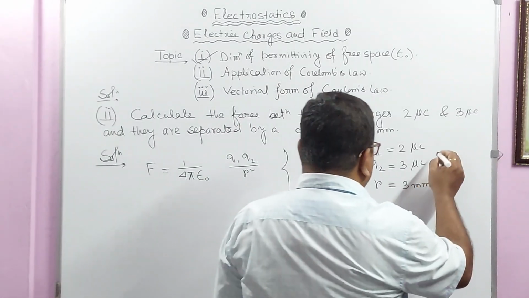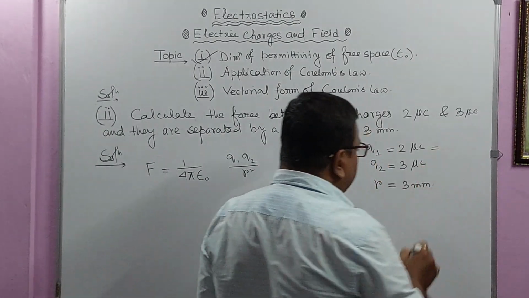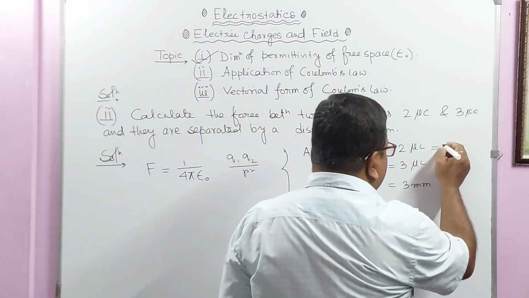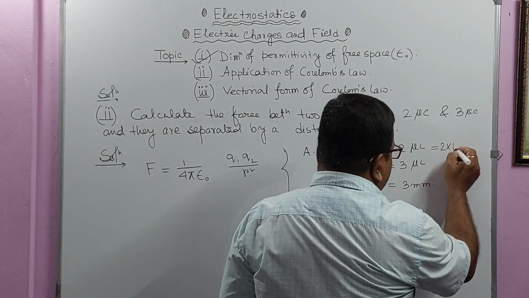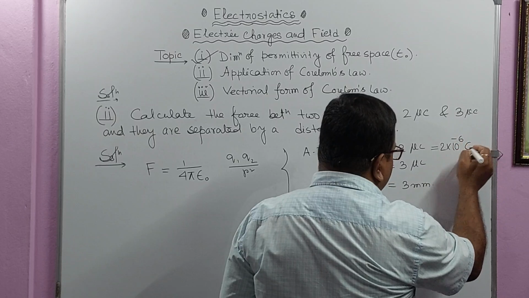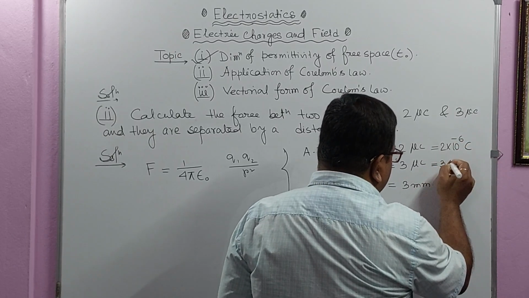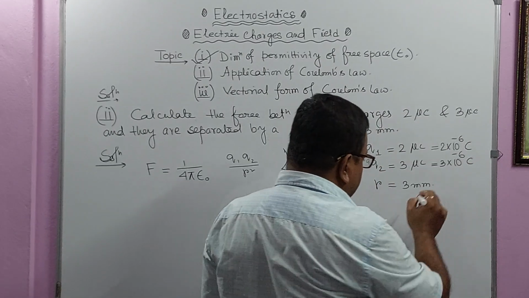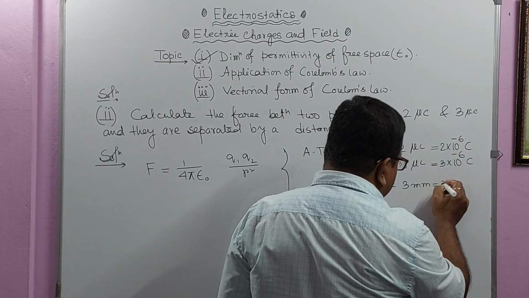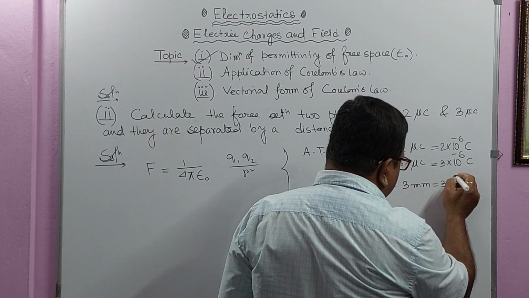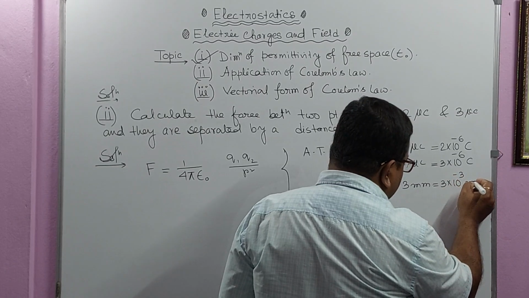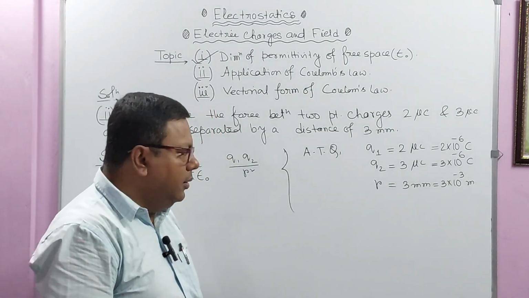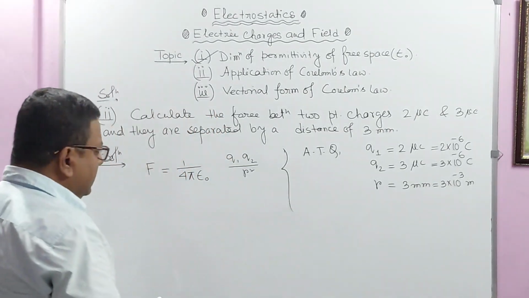So for the conversion of microcoulomb into coulomb, we will multiply it with 10 to the power minus 6. So 2 into 10 to the power minus 6 coulomb, then 3 into 10 to the power minus 6 coulomb, and then 3 millimeter, 3 into 10 to the power minus 3, then it will convert into meter. Okay, let's solve the problem.